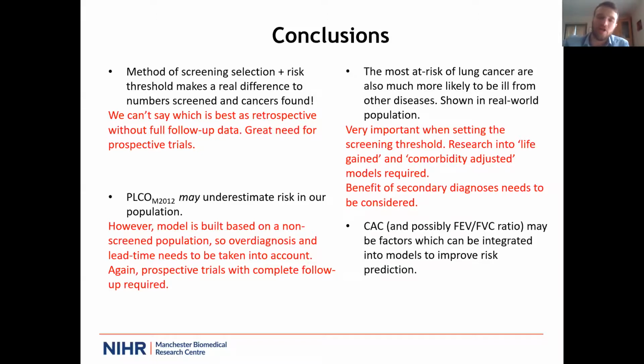And finally, we show that CAC and airflow obstruction may be factors which could in the future potentially be integrated into risk models to improve risk prediction, possibly to inform how often someone is screened.